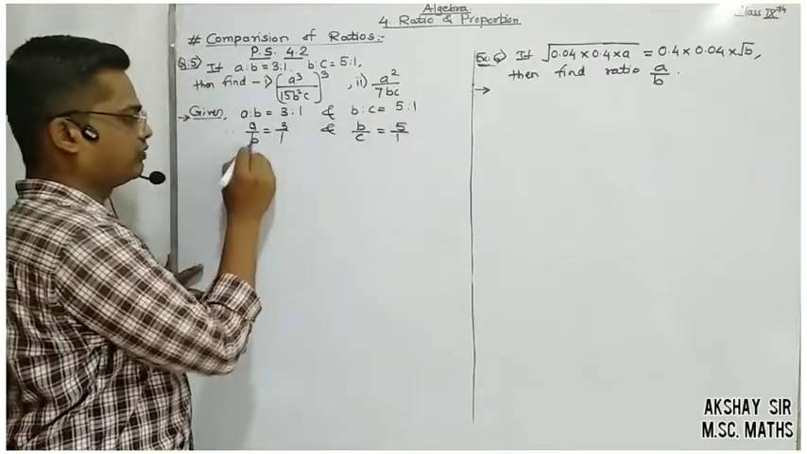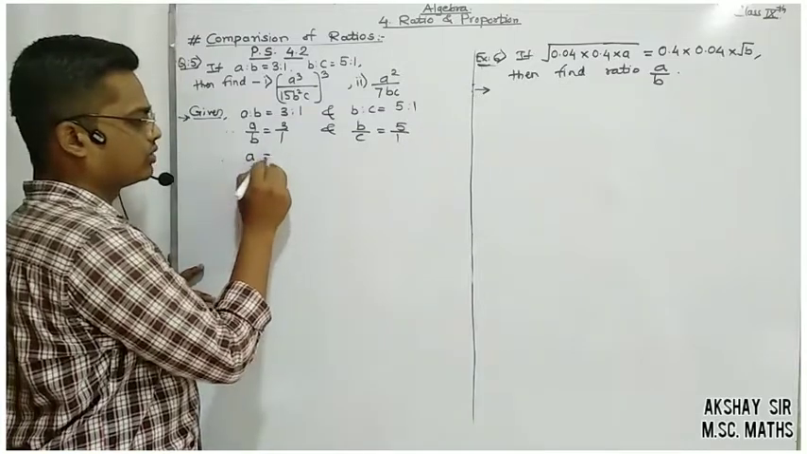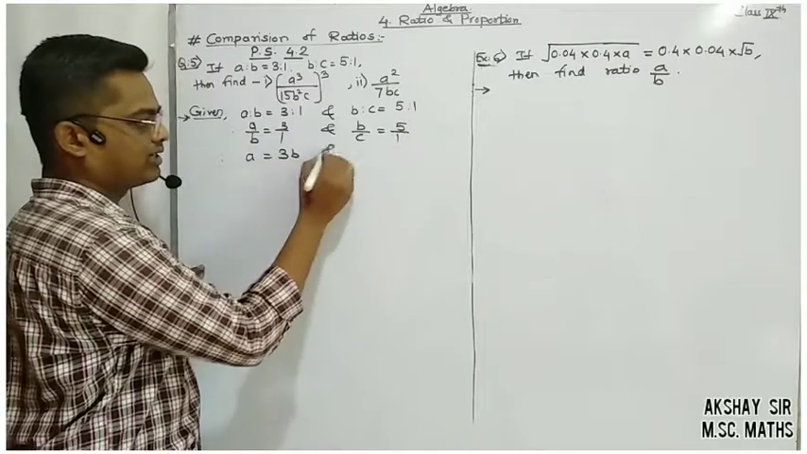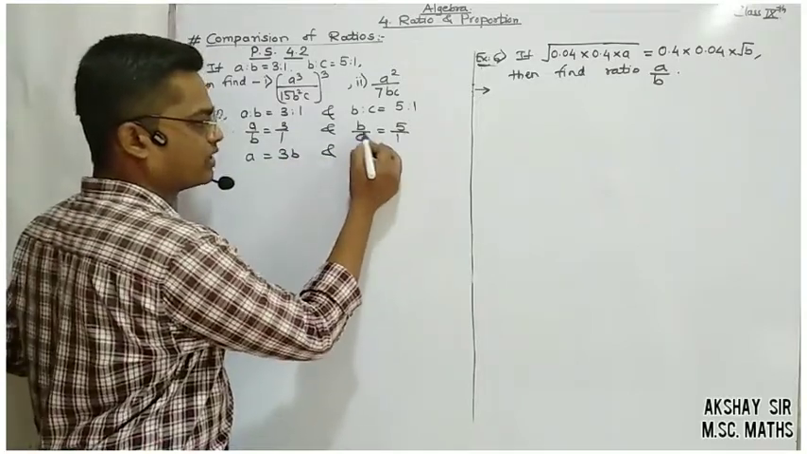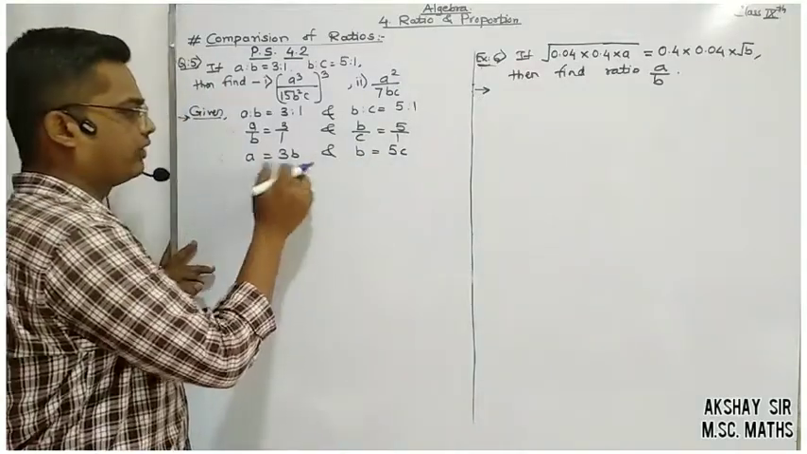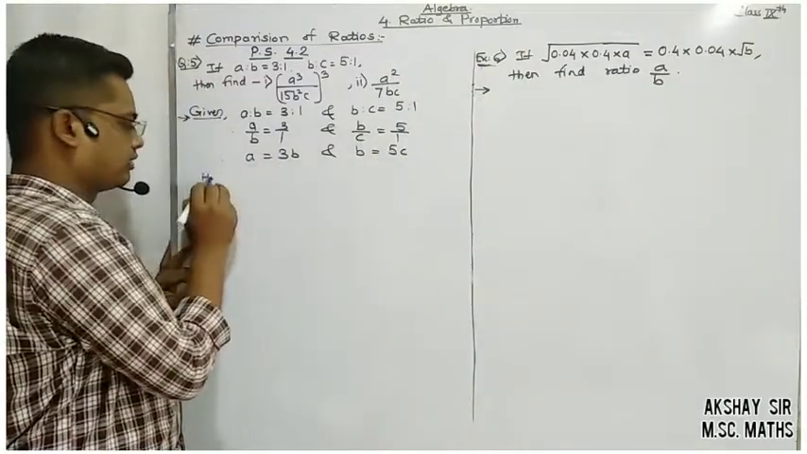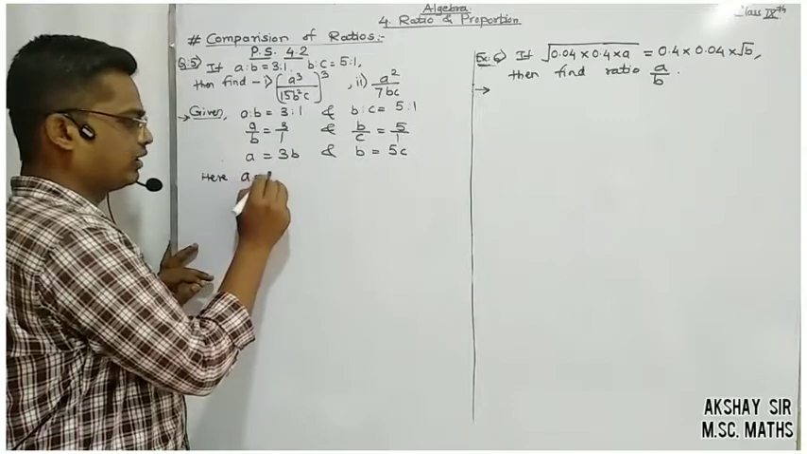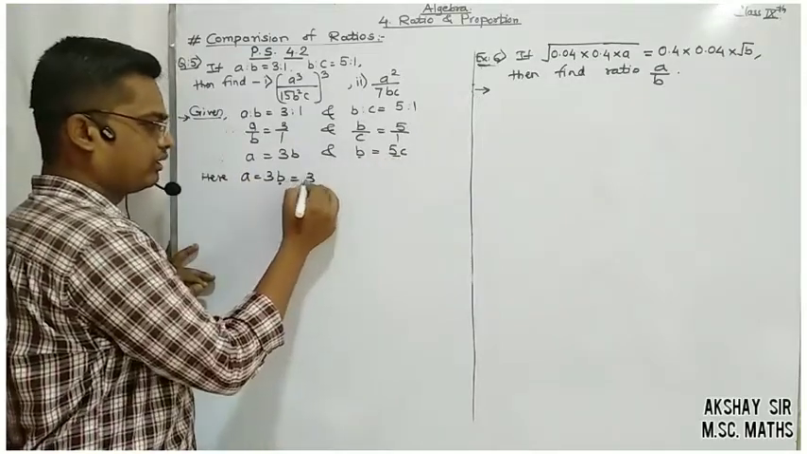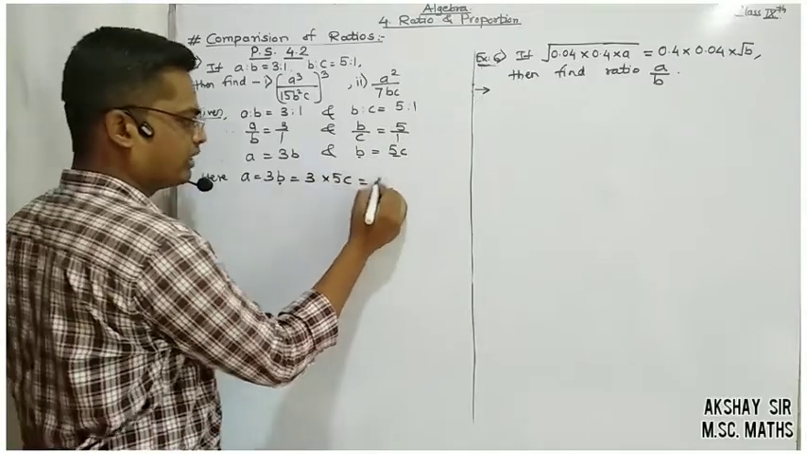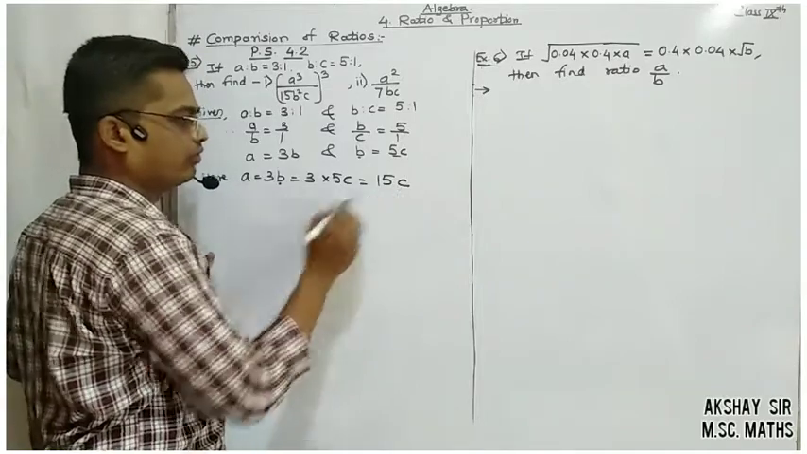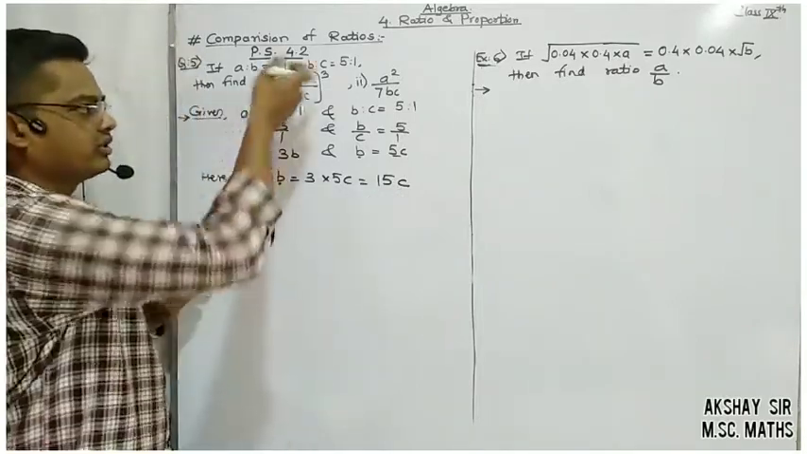Here we get one relation between a and b. If we make cross multiplication, a into 1 is a and b into 3 is 3b, and similarly over here we get b into 1 is b and c into 5 is 5c. Also from this relation we can get another relation here. Here we got a is equal to 3b. If we put the value of b as 5c over here, we get 3 into 5c, that means 15c. We got one more relation, therefore a is equal to 15c, and now we can use it over here.